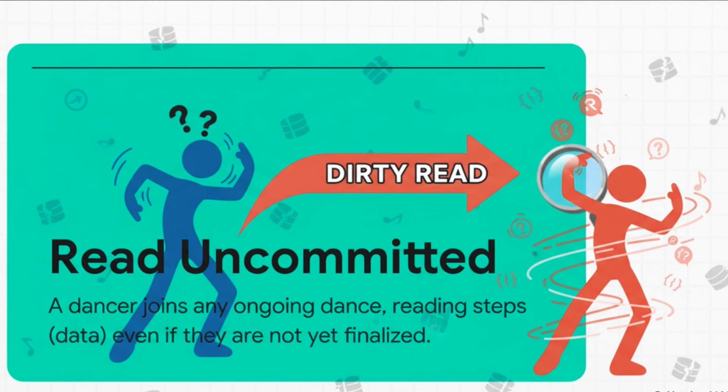First up, we've got the risky reveller. This dancer has absolutely zero chill. They just jump right in and start copying whatever moves they see, even if the other dancer is just trying something out and hasn't perfected it yet. In database land, this is called a dirty read. You're basically reading data that hasn't been saved or committed, and there's a good chance it's going to change or even be erased completely. It is super fast, but wow, is it risky.